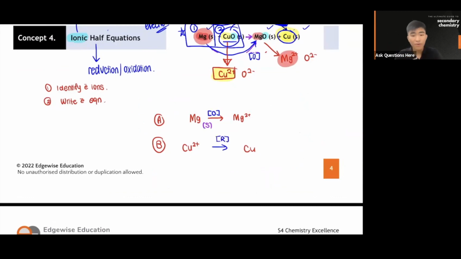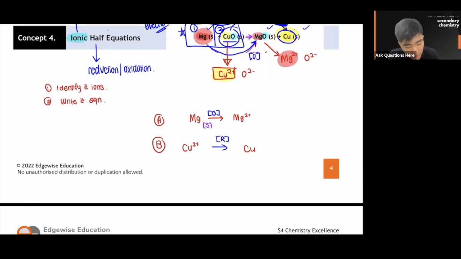Okay, previously we have learned that ions have a certain charge to them, even if they are inside an ionic structure, for example, MgO. Now, in the usage of oxidation state, we are going to use this charge to help us determine what is undergoing oxidation and what is undergoing reduction.